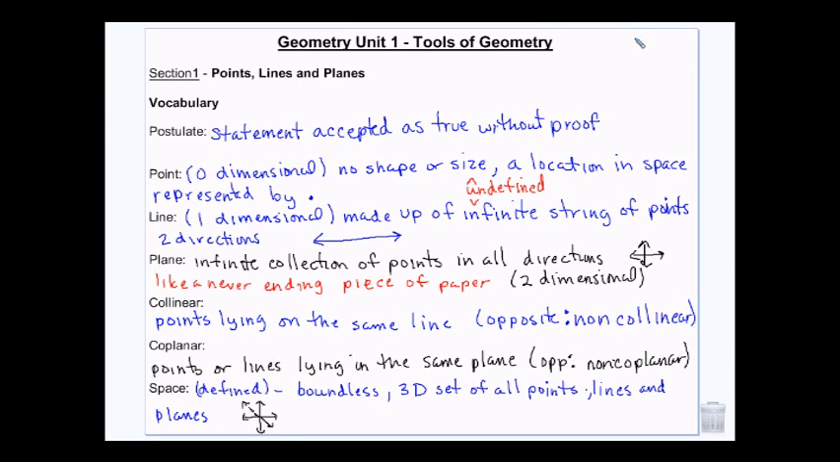All right, so far we had points, lines, and planes, and those were undefined. They're just described. Space is actually defined, and it is boundless. When we talk about space as a geometry term, it's kind of the same thing as outer space, where it goes on forever and ever, and it never ends, and it's in all directions, right? It's 3-dimensional.